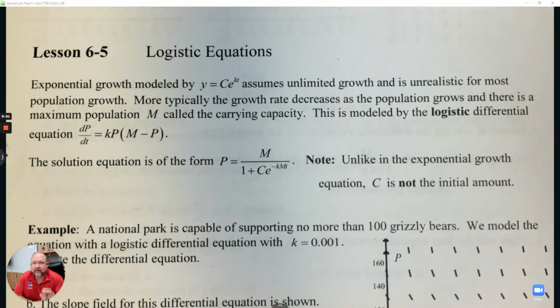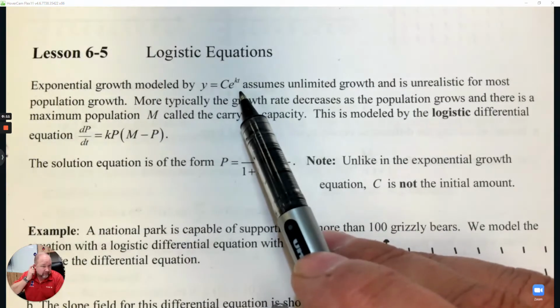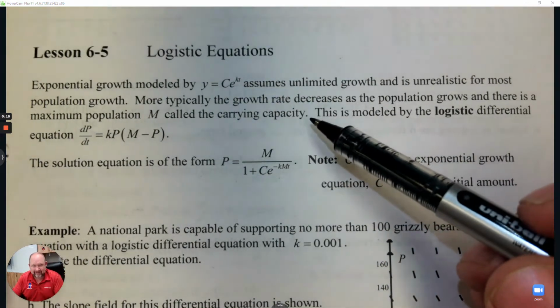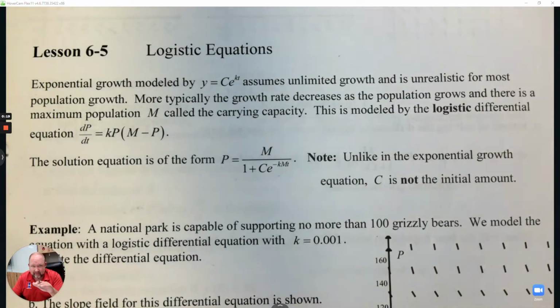All right, lesson 6.5 on logistic equations. This is a BC topic again. Exponential growth modeled by c times e to the kt, or PERT, assumes unlimited growth. It just grows to infinity, and that's unrealistic for most population growth. There's a capacity, a maximum. It's going to grow up to a certain amount and then level off.